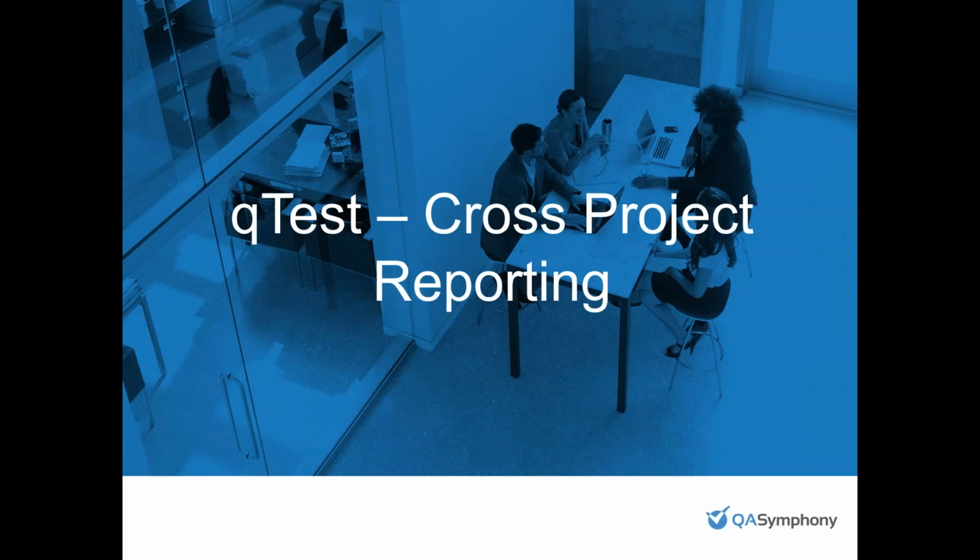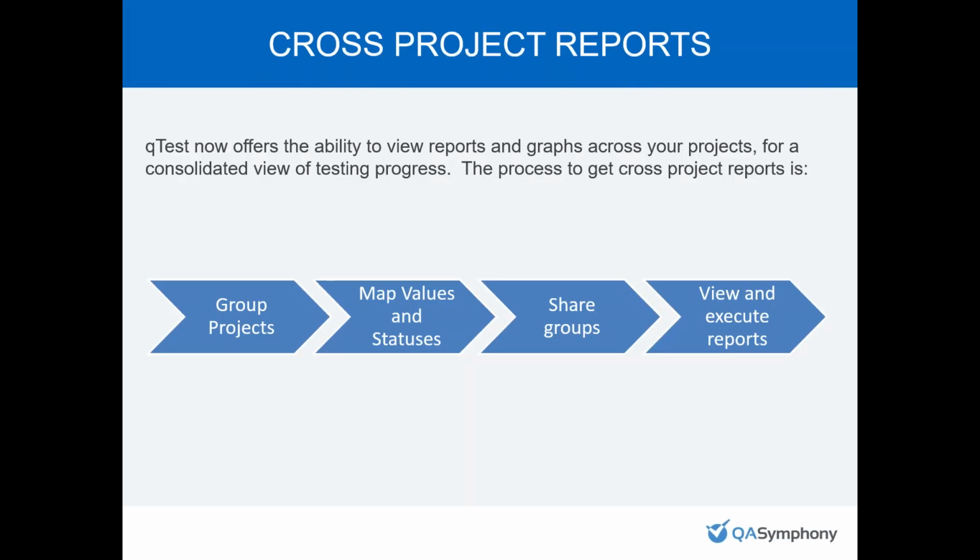So the next one that I'm sure a lot of you guys are interested in is the cross-project reporting. So obviously this is huge for enterprises that are looking at scaled agile, looking at ways that they can do sort of portfolio project level management, visibility of their testing. So what we've come out with is a feature that allows you to group projects together. Then you can map the values and statuses to one standard set of values, and then you can share these groups that you create with people so that they can view selected reports about those particular groups.